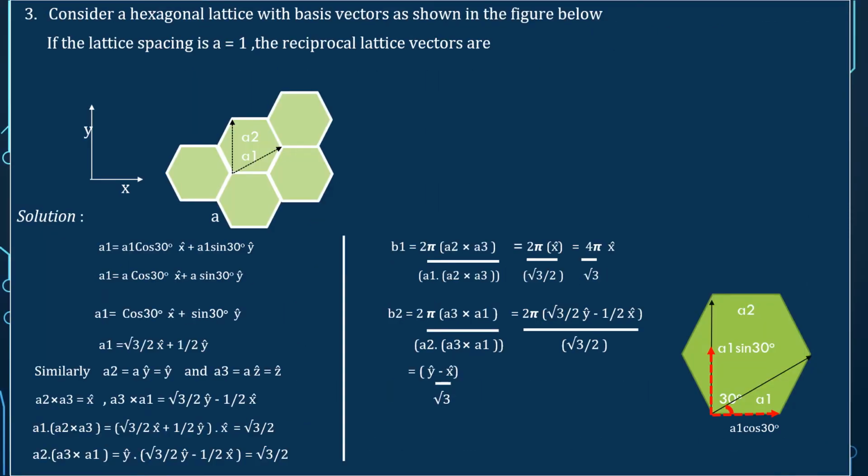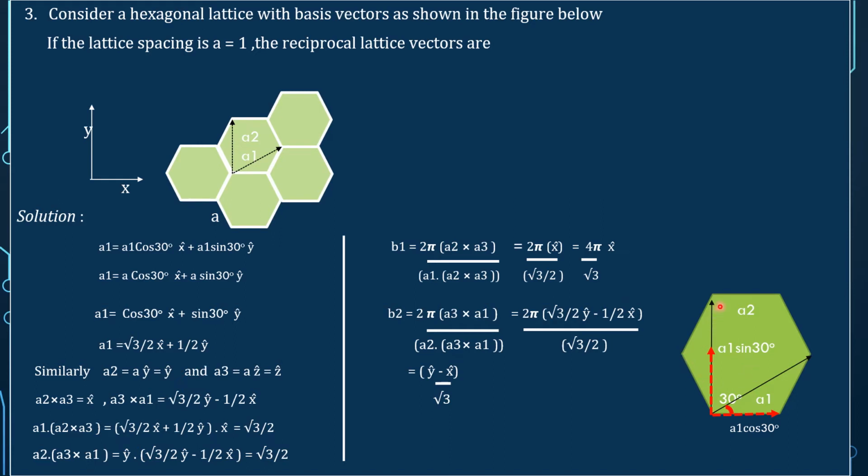Consider a hexagonal lattice with base vectors as shown in the figure below. If the lattice spacing is a equal to 1, then the reciprocal lattice vectors are? So here it is given that the lattice spacing a equal to 1 and we have to find the reciprocal lattice vectors. So redrawing this figure, we know that each angle of a hexagon is equal to 120 degree.